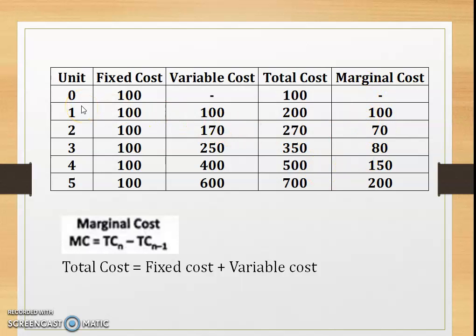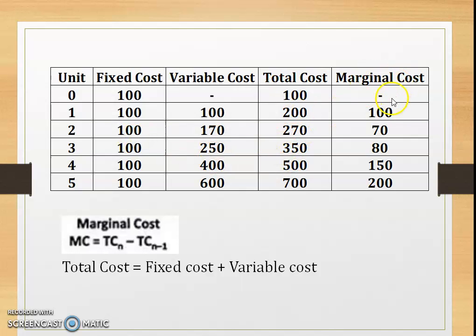See, fixed cost is always fixed. Whether you produce 1 unit, 5 units or 100 units, look here, the fixed cost stays the same. The variable cost varies based on the number of output. Look here, for 1 unit it is 100, and for 5 units it is 600, right? Similarly, the total cost also varies because it's the sum of fixed cost and variable cost.